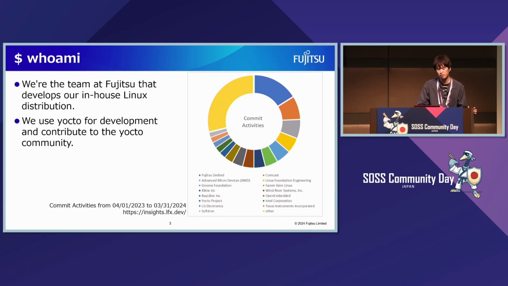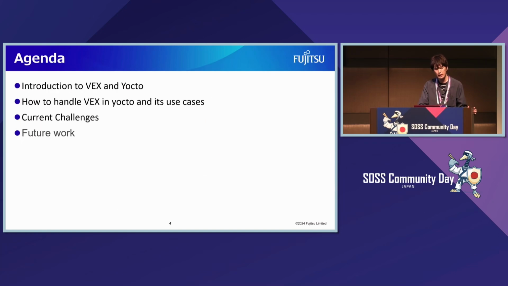As of the end of March 2024, Fujitsu has contributed the most patches to the Yocto Project and OSS committee. This is the agenda when many suppliers make products using embedded Linux. They use Yocto. Also, because of reasons like CRA, we think there will be more cases where suppliers give SBOM and vulnerability information like VEX with their products.